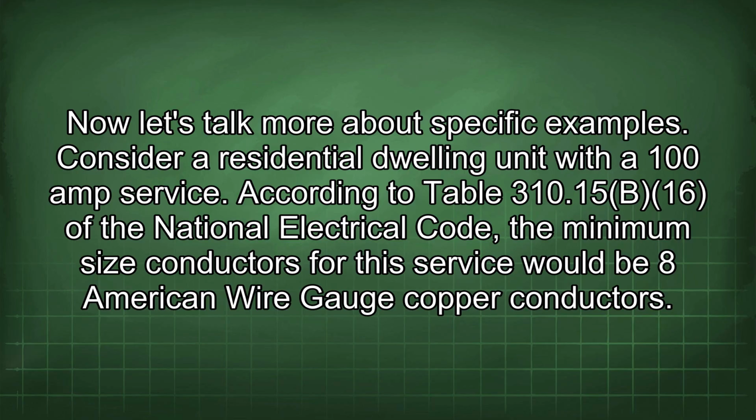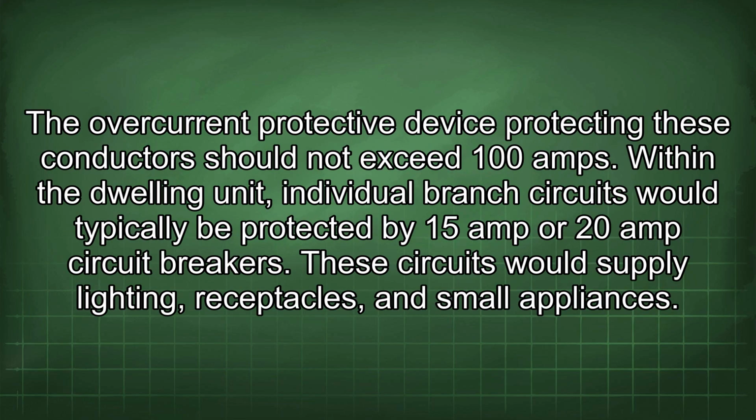Now let's talk more about specific examples. Consider a residential dwelling unit with a 100 amp service. According to Table 310.15(B)(16) of the National Electrical Code, the minimum size conductors for this service would be 8 American wire gauge copper conductors. The overcurrent protective device protecting these conductors should not exceed 100 amps.